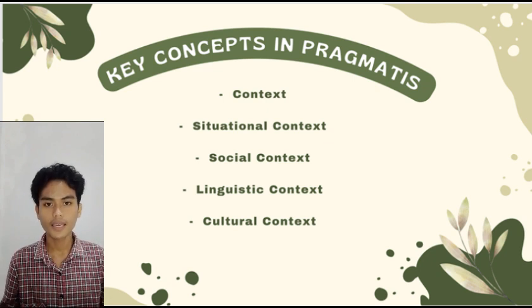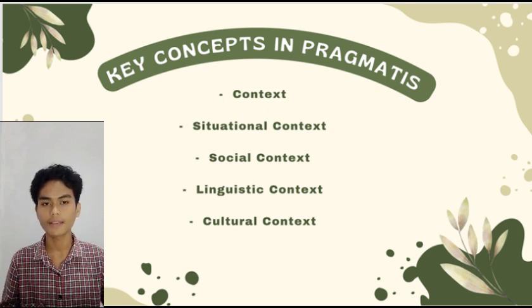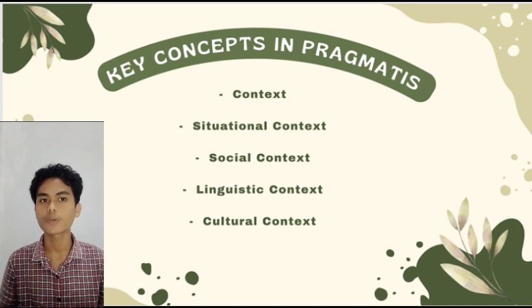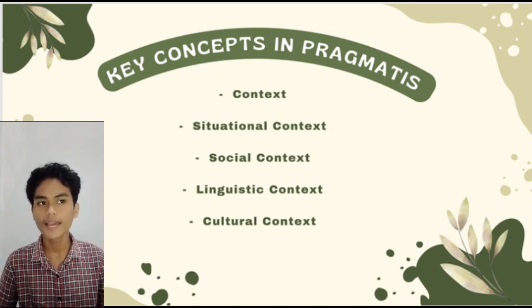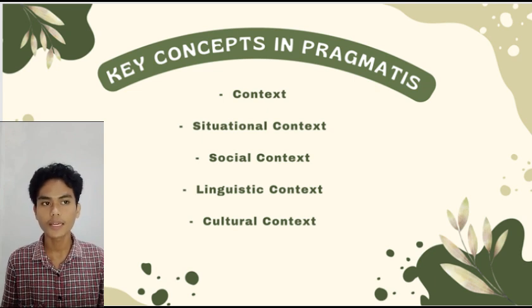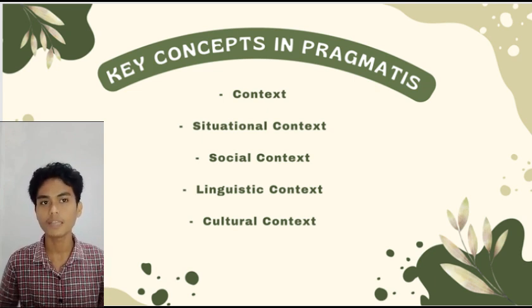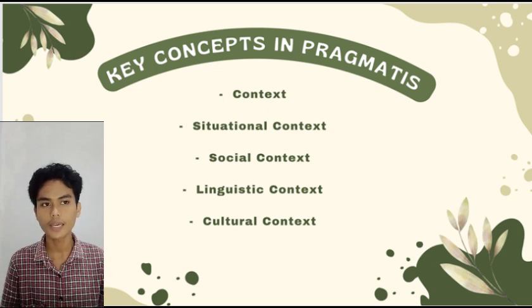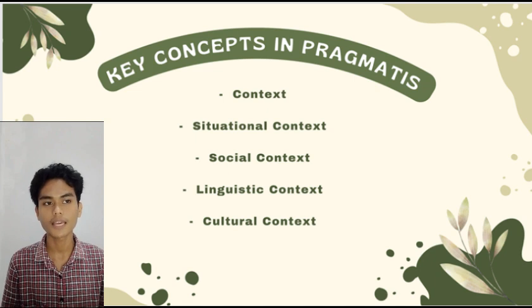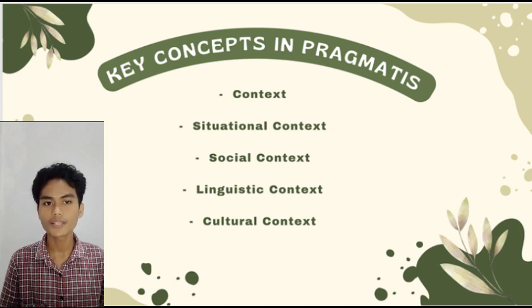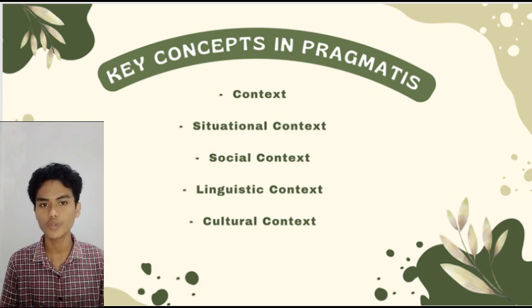The next is the five components of concepts in pragmatics. The first is context. Context represents the fundamental concept in pragmatics that encompasses all background information influencing the interpretation and production of meaning in communication. Context functions as a referential framework that enables speakers and listeners to understand the actual intent behind an utterance, transcending the literal meaning of the words used.